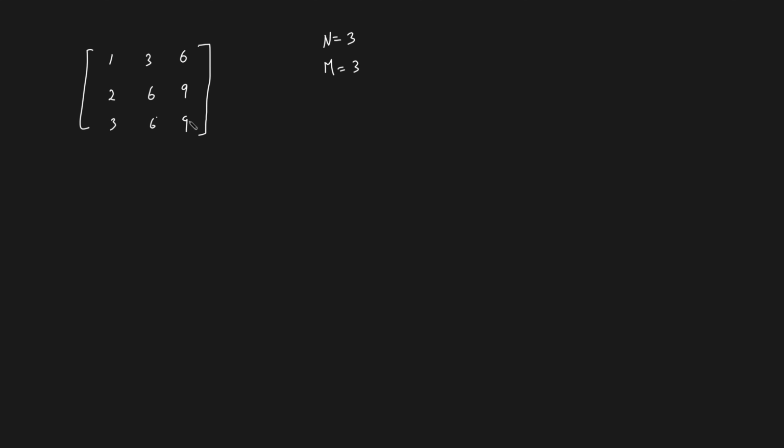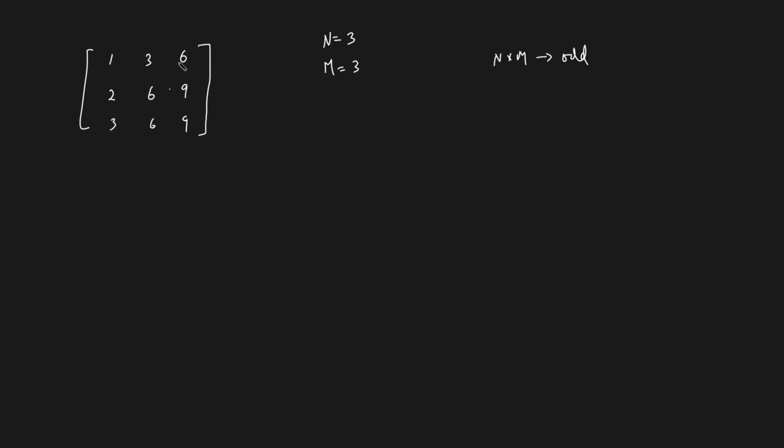Like over here you can see a 3 cross 3 matrix is given, and the matrix will have all its rows sorted. If you check out, all the rows of the matrix are sorted, like 1 3 6, 2 6 9, and 3 6 9. And this n cross m will also be odd. Whatever is the n cross m value, like 3 into 3 is 9, that's definitely going to be odd.